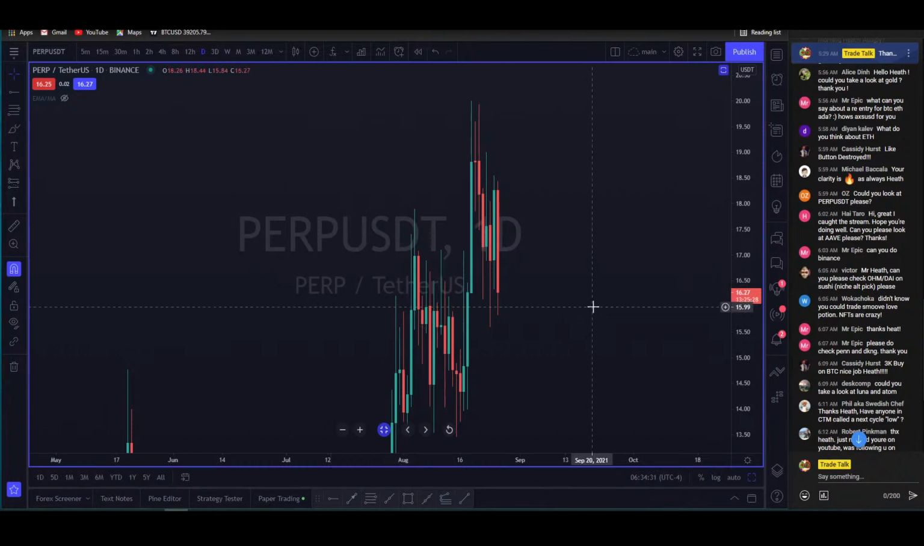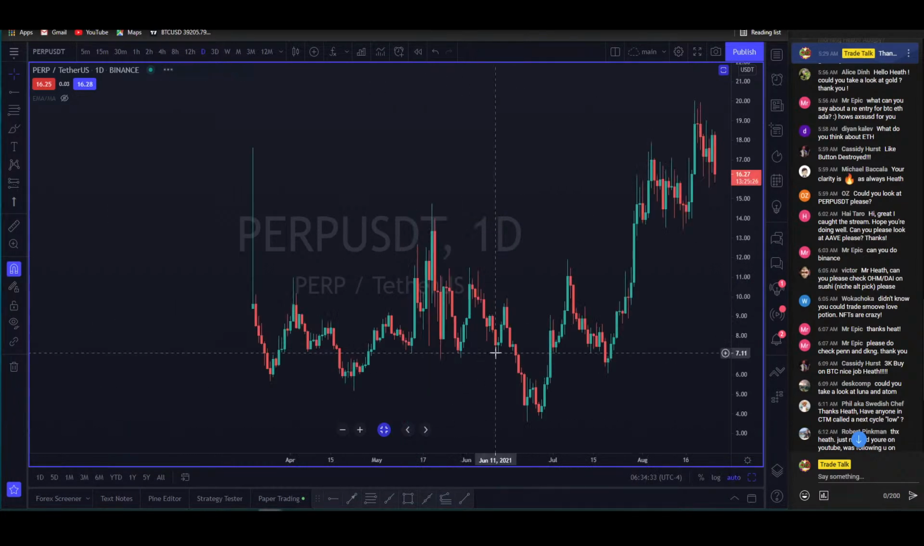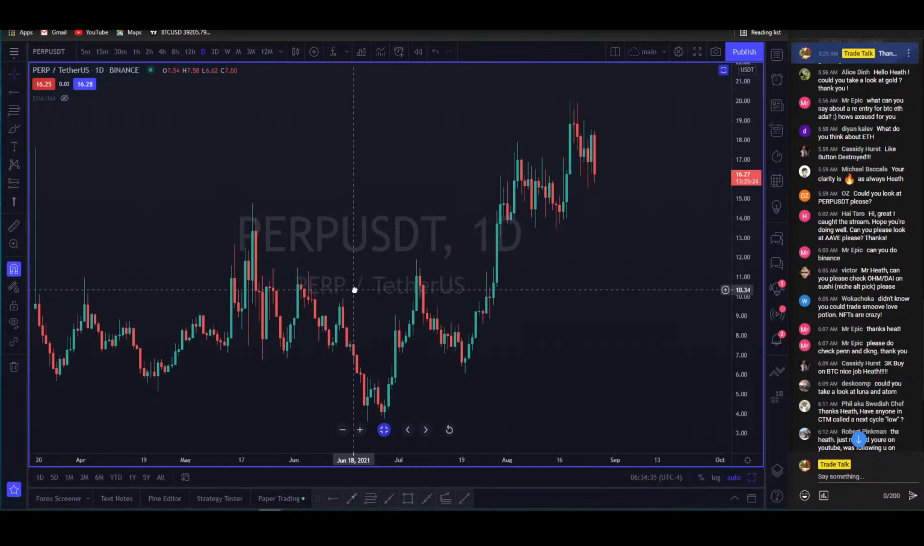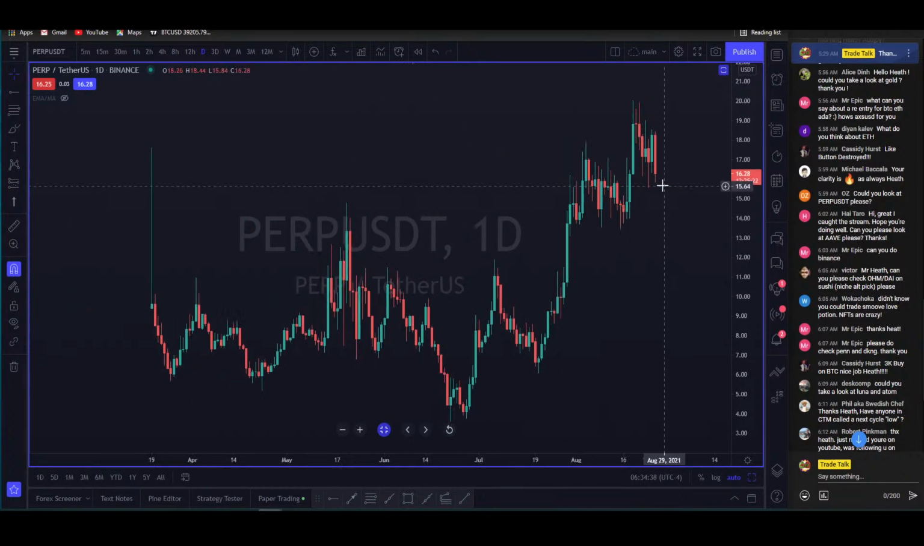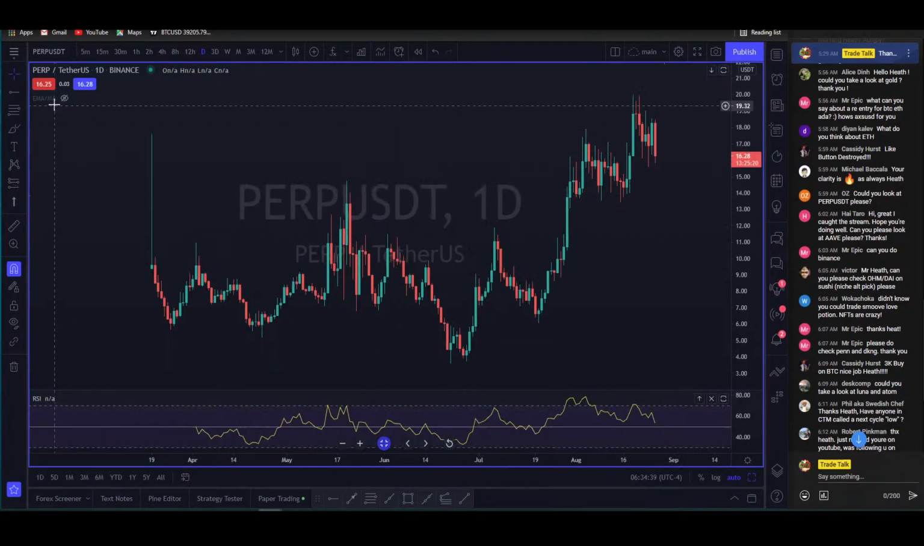All right, so here's the daily. Perp USDT. It looks okay. It's bullish, definitely structured to the bullish side. You're coming back down to get a 50 test. Did have some bearish divergence, but that divergence is playing out right now. Right, so that swing high there.